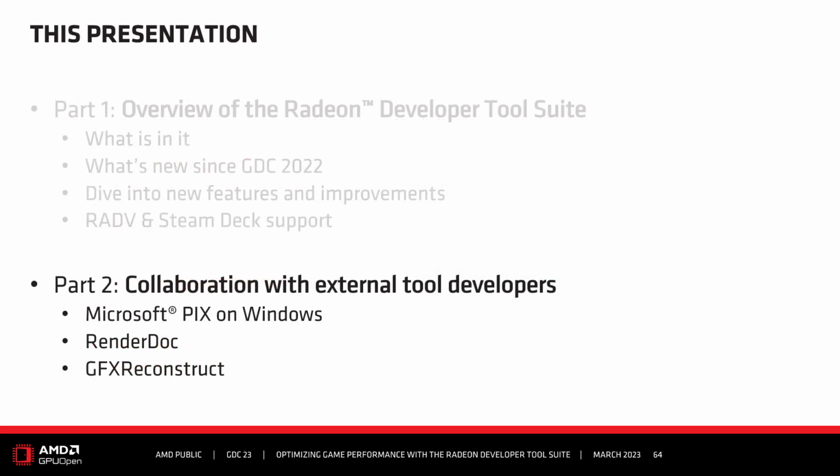One of our goals has been to open source our tools code, a goal we have been achieving gradually. The Radeon Memory Visualizer was open sourced in 2020, and the Radeon Ray Tracing Analyzer was open sourced in December last year. As part of our commitment with GPUOpen, we have been contributing directly to other open source initiatives, notably GFX Reconstruct and RenderDoc, to support ray tracing.